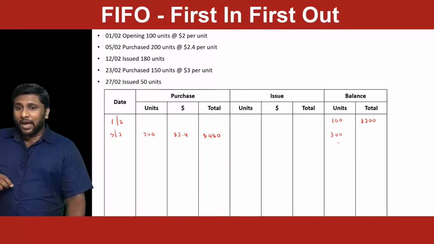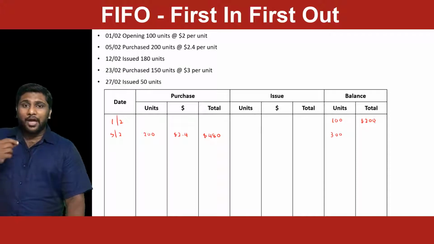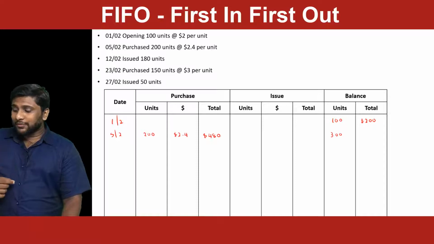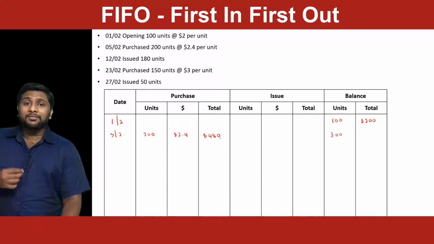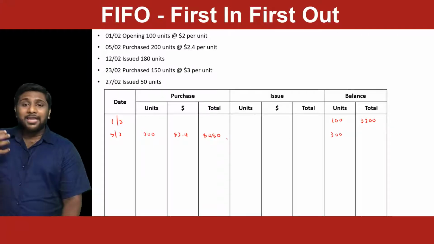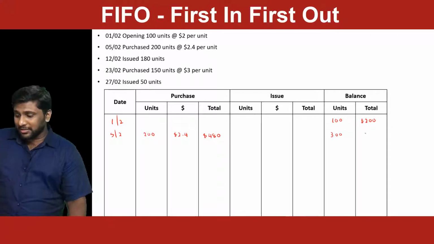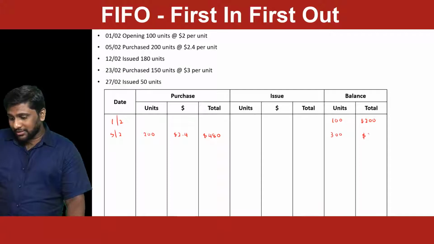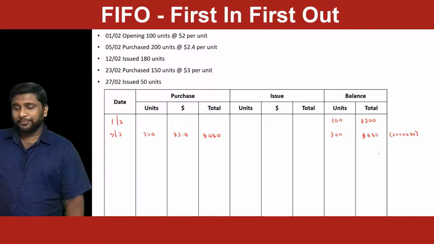When you are looking at the value column, the total column, before you purchase, you had a value of $200 for your inventory and you purchased $480 worth of materials. So 200 you had, 480 worth of materials you purchased. So this will go up to how much? It will go up to $680. So here I will write and keep the working: 200 plus 480.